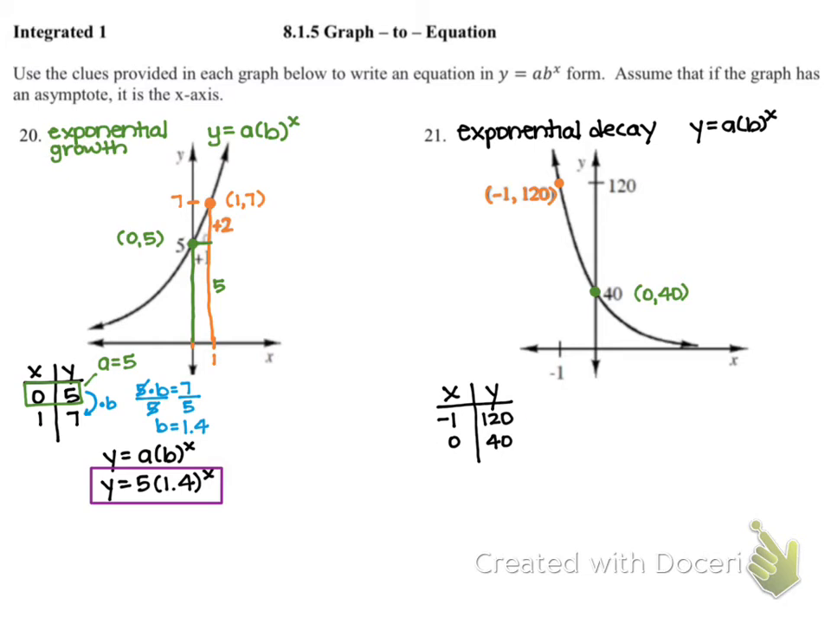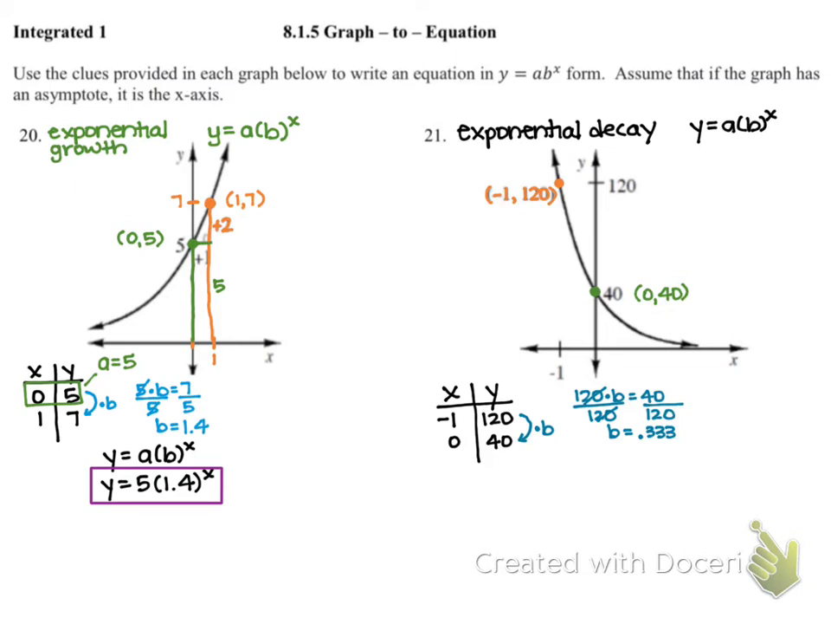Since this is exponential, I know that's going to be times some value b. So let's do 120 times b is equal to 40. Let's divide by 120. b is equal to, when I type this in my calculator, I get 0.333 repeating over and over again. Okay, so I've got my b.